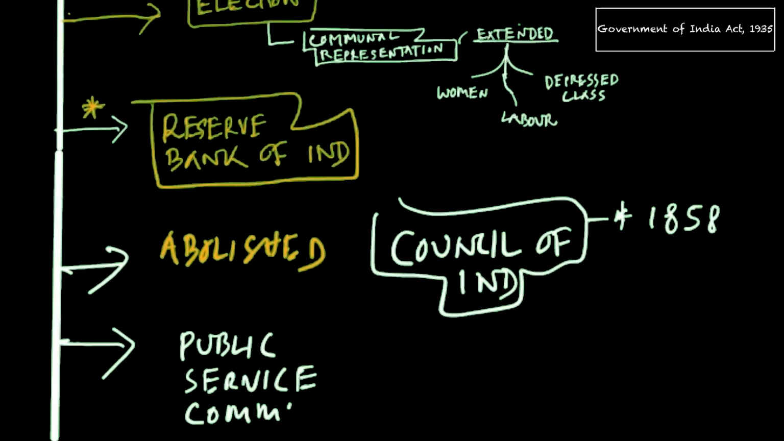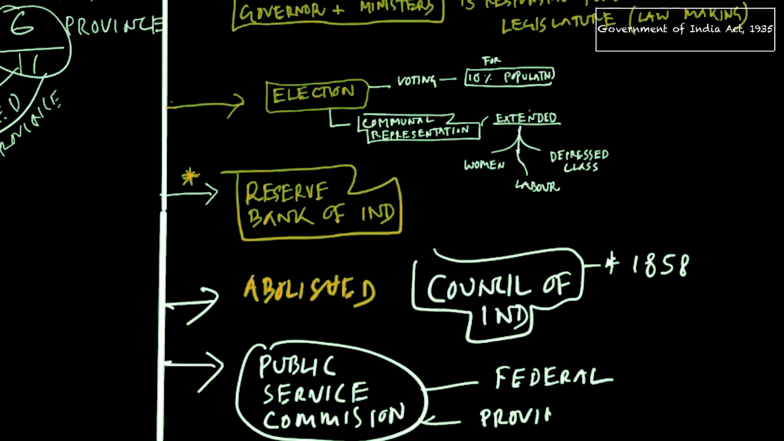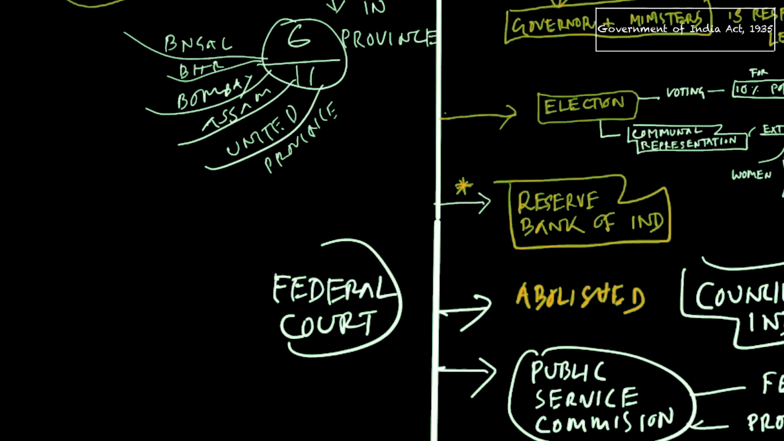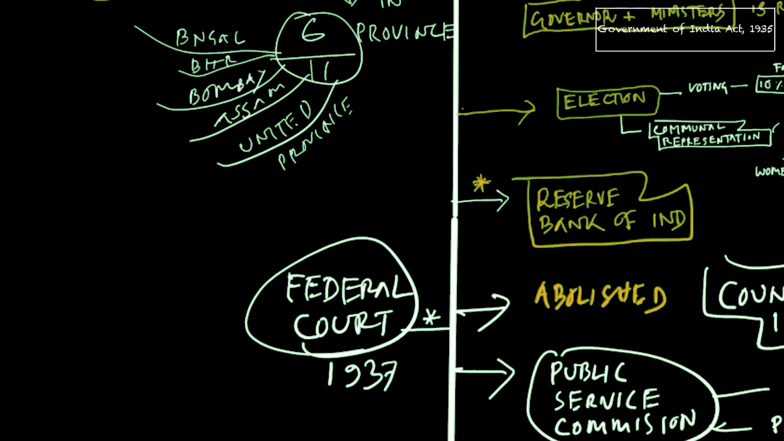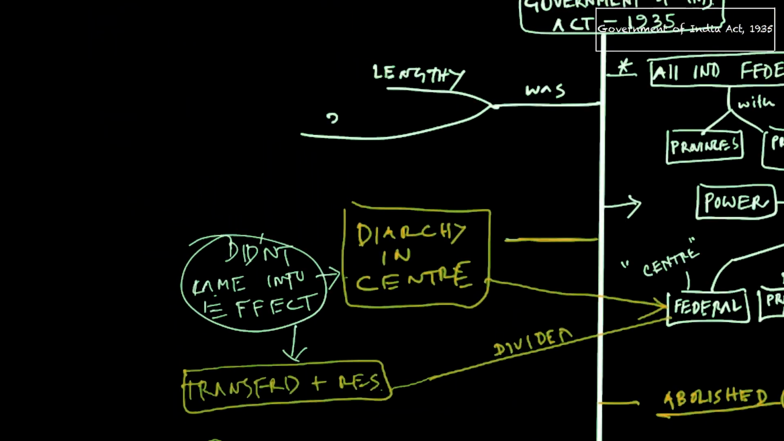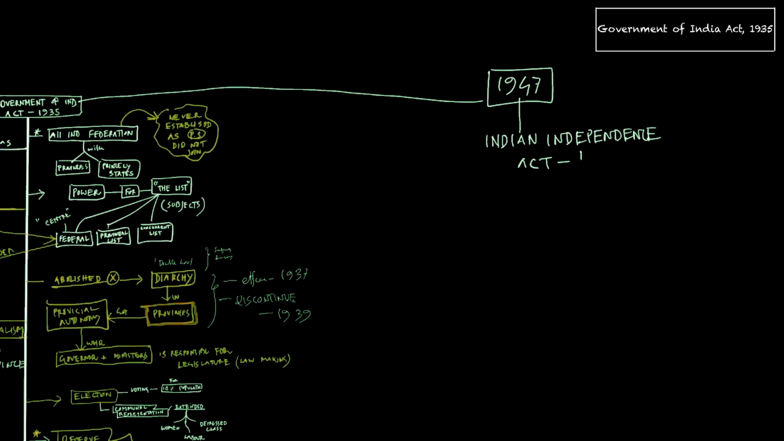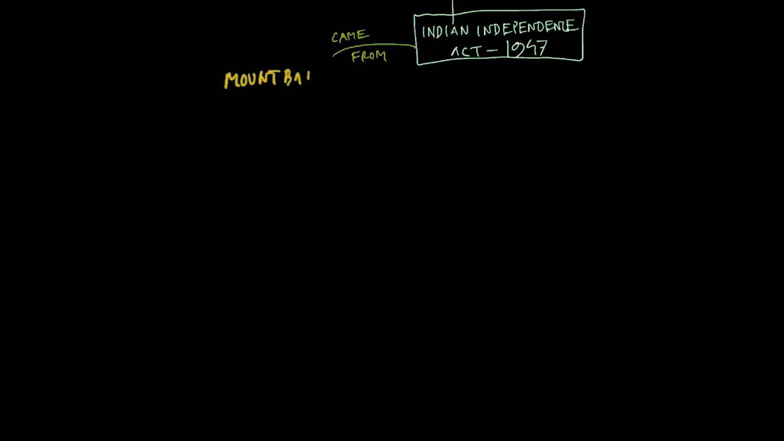It provided for the establishment of not only a Federal Public Service Commission but also a Provincial Public Service Commission and a Joint Public Service Commission for 2 or more provinces. The Act also provided for the establishment of a federal court, which was set up in the year 1937. The Act was a lengthy and detailed document having 321 sections and 10 schedules. Now with this, we have come to the end of the Government of India Act of 1935. Next, we will be moving to the final one, the Indian Independence Act of 1947.